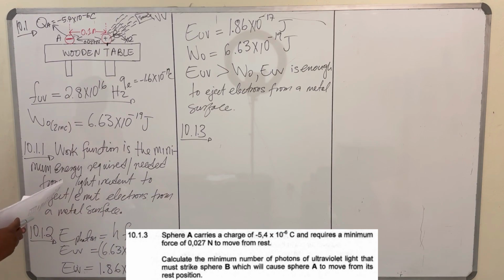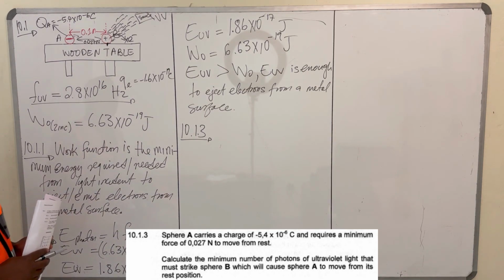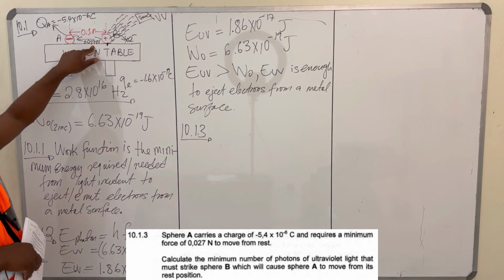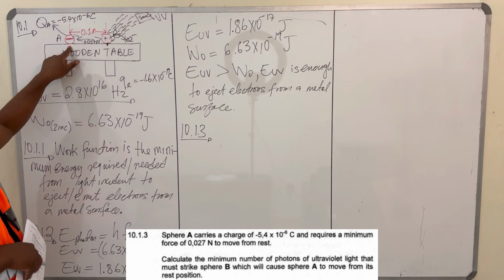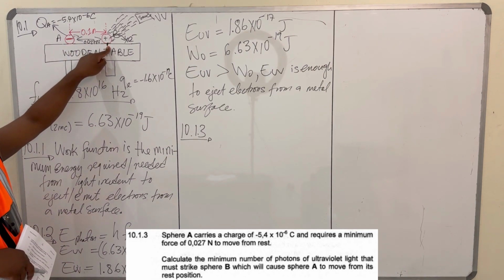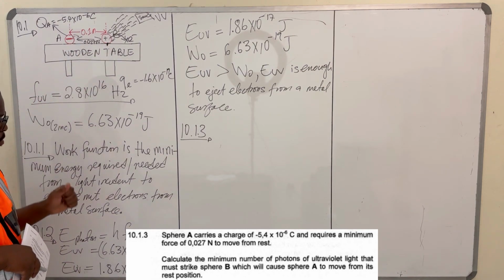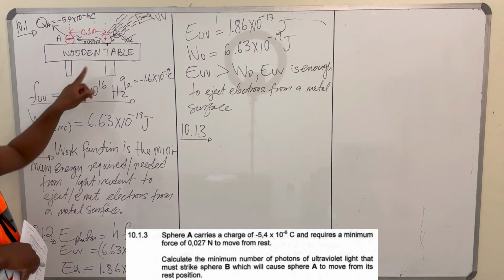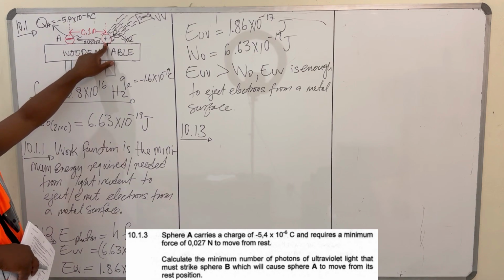So let me explain my strategy again. We have the electrostatic force. We need a minimum electrostatic force of 0.027 newtons in order for this one to start moving towards this one. No problem. Then what I'm saying now is, we need to find the magnitude of this charge.